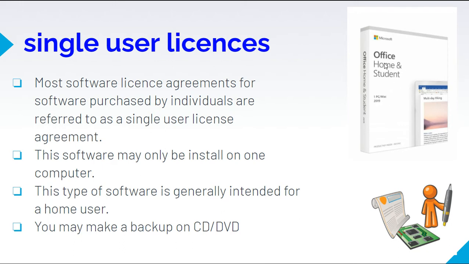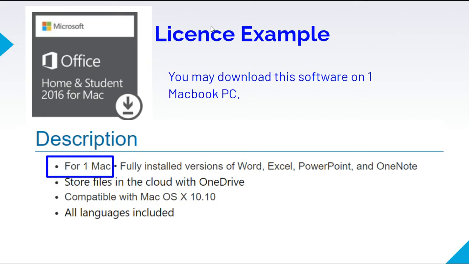So if we look at this version of Office Home and Student, it is for one PC or one MacBook. An example, you may download the software on one Mac. So this is a whole example of what you're getting. One computer, a MacBook in this particular case, fully installed versions of Word, Excel, PowerPoint, and OneNote. Files are stored in the cloud with OneDrive, compatible with this version of Mac OS X, and all languages are included.